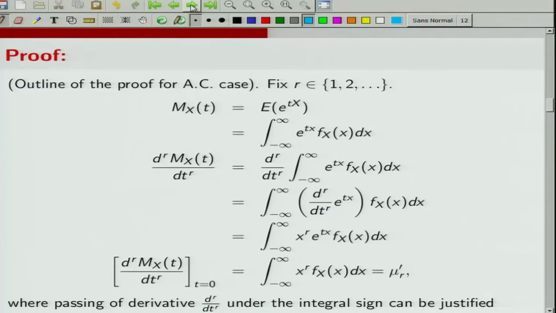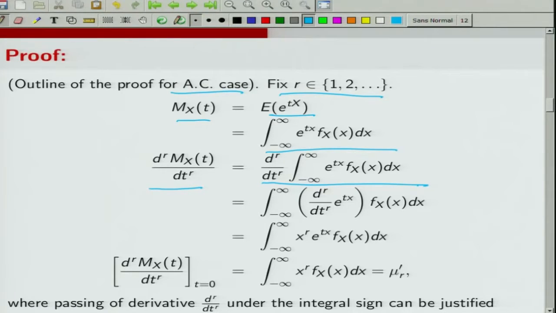I will not give a very rigorous proof. So let us consider the absolutely continuous case. So I fix r belonging to 1, 2 and so on. So M_X(t) is the expected value of e to the power tX, which is the integral of e to the power tx f_X(x) dx. I try to look at d to the power r M_X(t) by dt^r, which is the same as this. One can do it recursively.